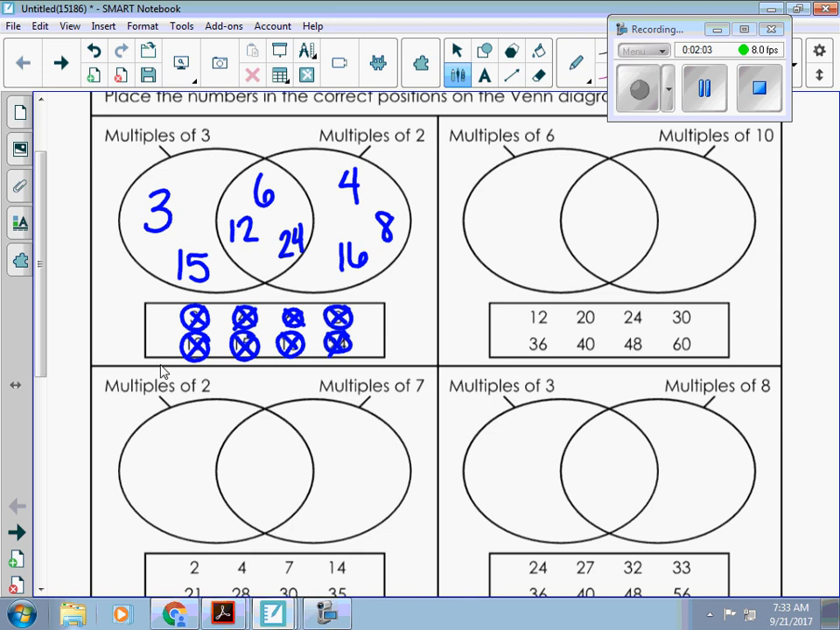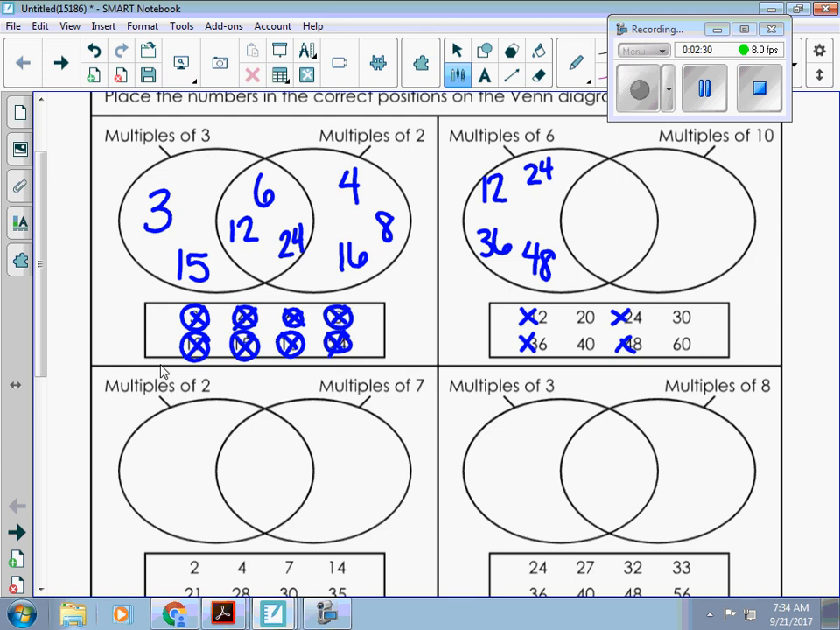Our next one. For it to be a multiple of 10, it has to end in 0. So none of these 12, 24, 36, or 48 will be a multiple of 10. But all 4 of them are multiples of 6. 6 times 2 is 12. 6 times 4 is 24. 6 times 6 is 36, and 6 times 8 is 48.